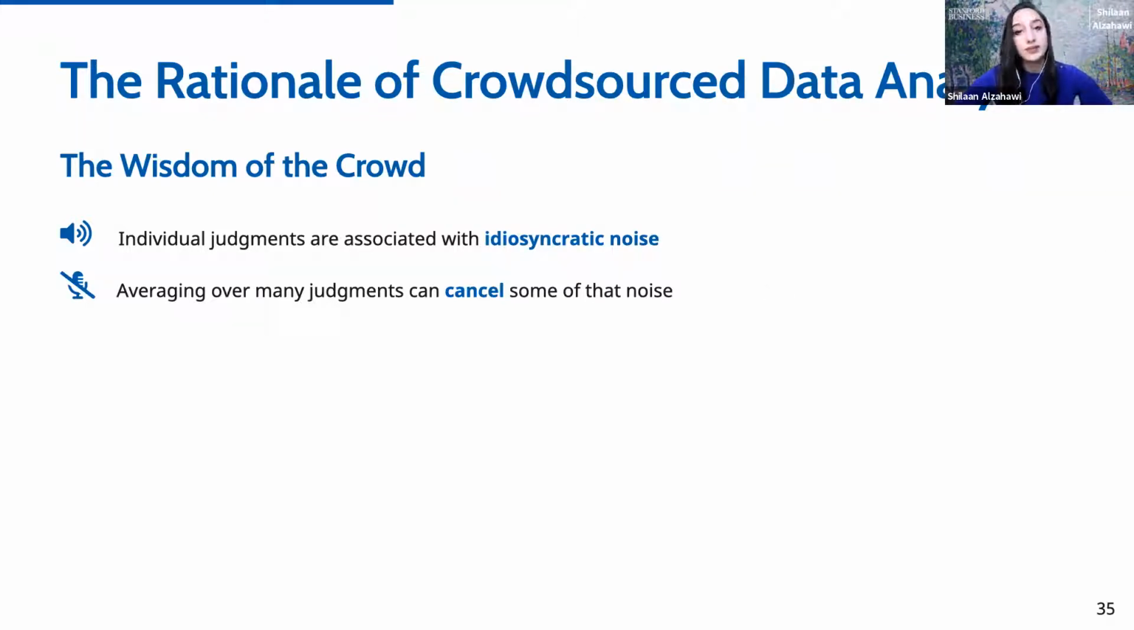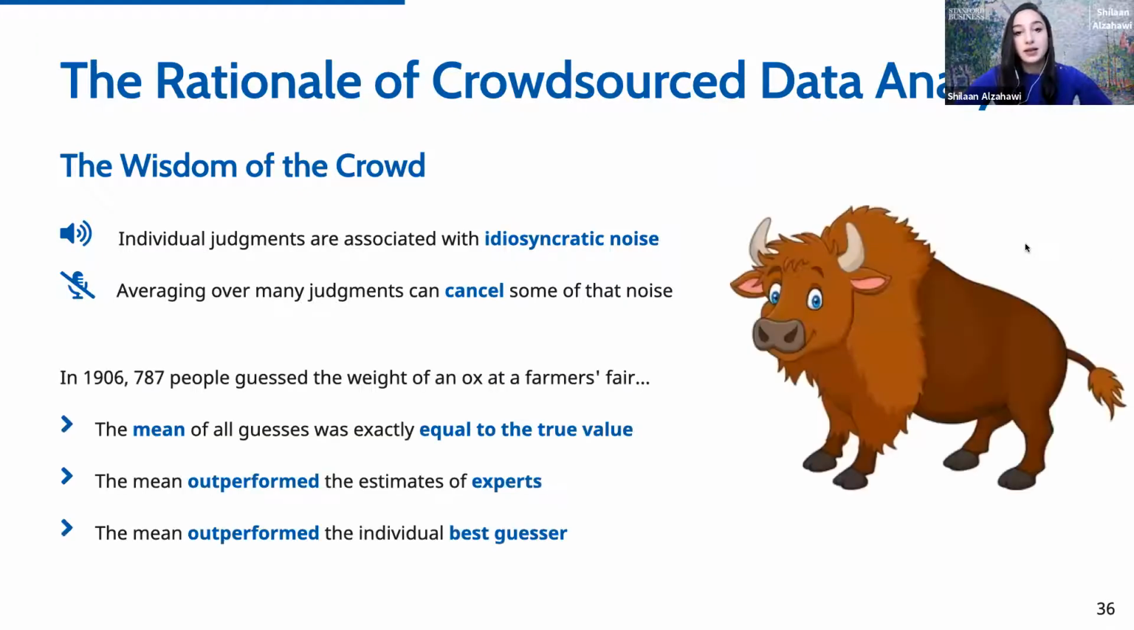And perhaps the first documented case of the wisdom of the crowd phenomenon was back in 1906, when 787 people guessed the weight of an ox at a farmer's fair. And the mean of all guesses was exactly equal to the true value of 1,197 pounds. And it outperformed the estimates of cattle experts, and it also outperformed the individual best guesser who took home the grand prize that day.